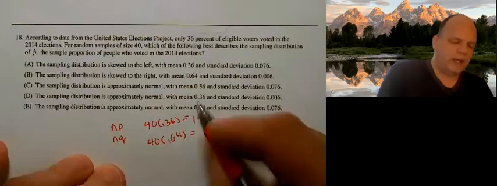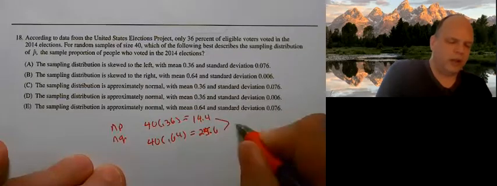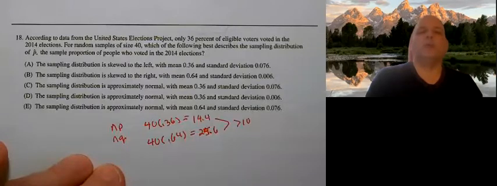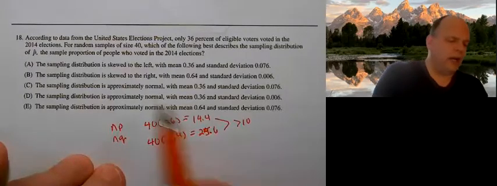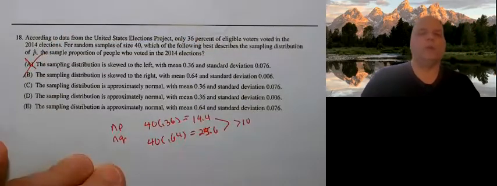So we know that these are both greater than 10. Excuse me, that's 25.6. Both are greater than 10. Therefore, we can use the normal approximation. So this sampling distribution is approximately normal. You can get rid of that.